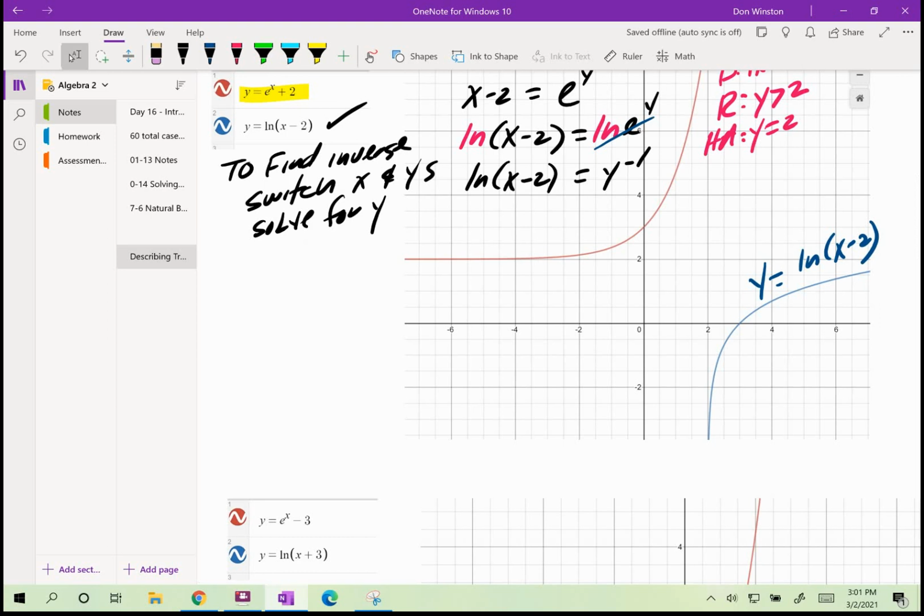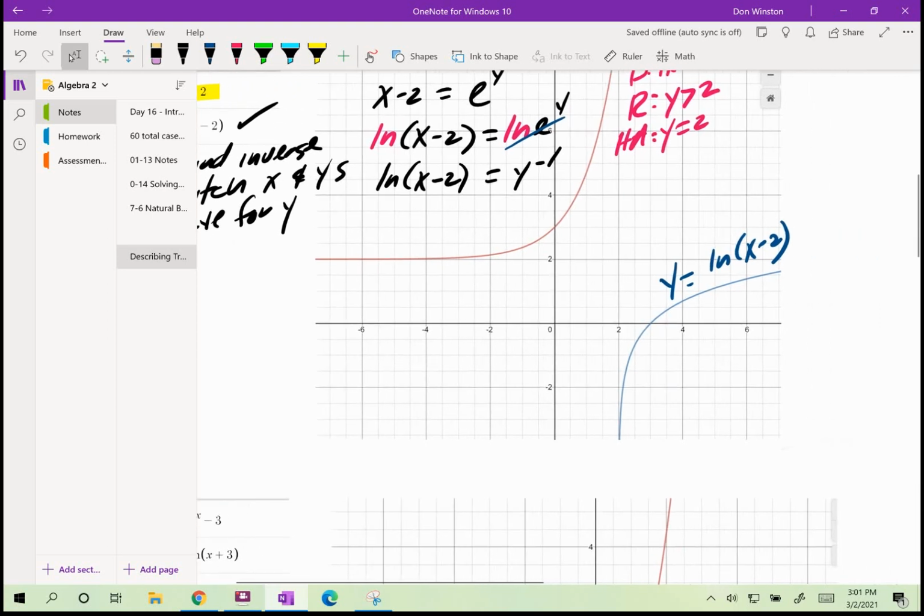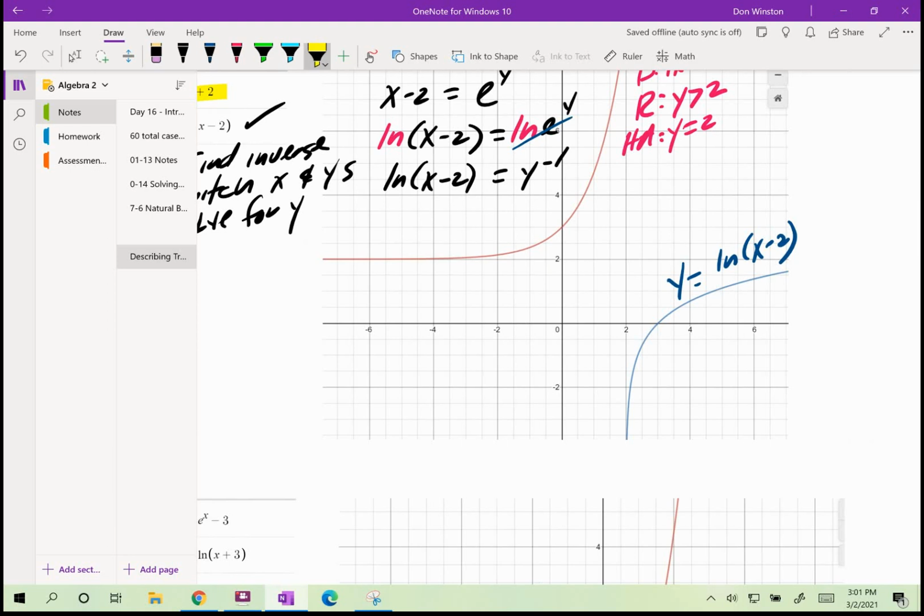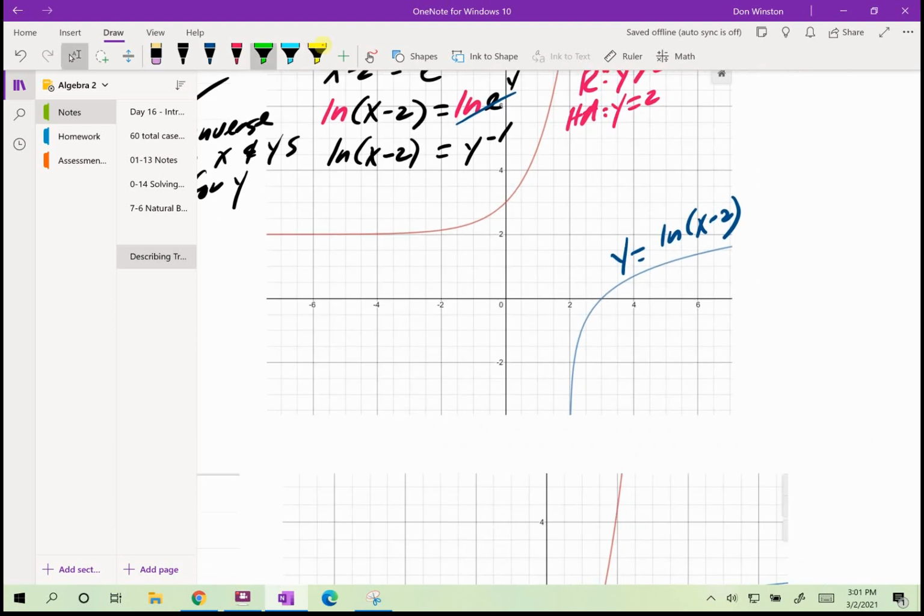Okay, remember, keep in mind here the domain of a log function can't be negative. So you see I have a vertical asymptote right here. So the domain of that function will be x is greater than 2. It can't be 2 because 2 minus 2 is 0, and you can't take the natural log of 0. So the domain has to be x is greater than 2. The range again will be all real numbers.